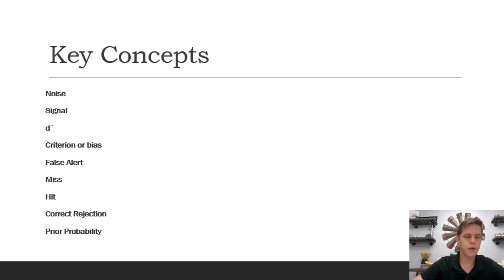Key concepts that I want you to walk away with today are: understanding what noise is, other than simply sound that you hear. What is noise from a signal detection perspective? What is a signal from a signal detection perspective? What is this little funny character, d prime? What is our criterion or bias? And then better defining what a false alert, a miss, a hit, and a correct rejection are, which are the four categories that make up signal detection theory. And then ultimately, prior probability.